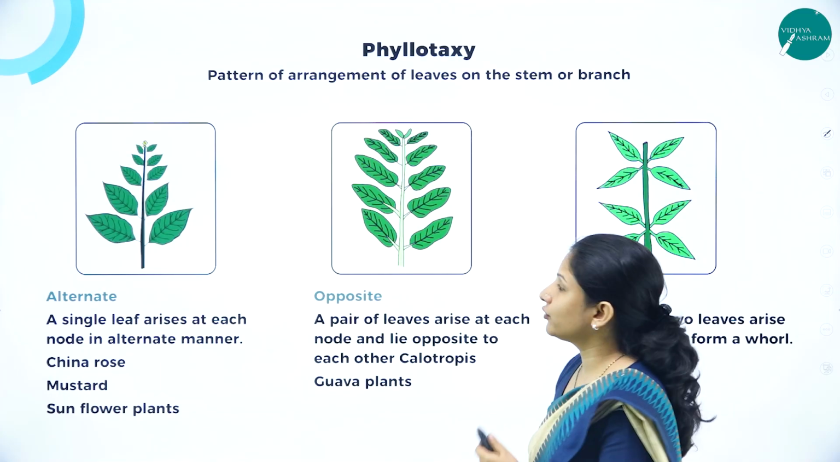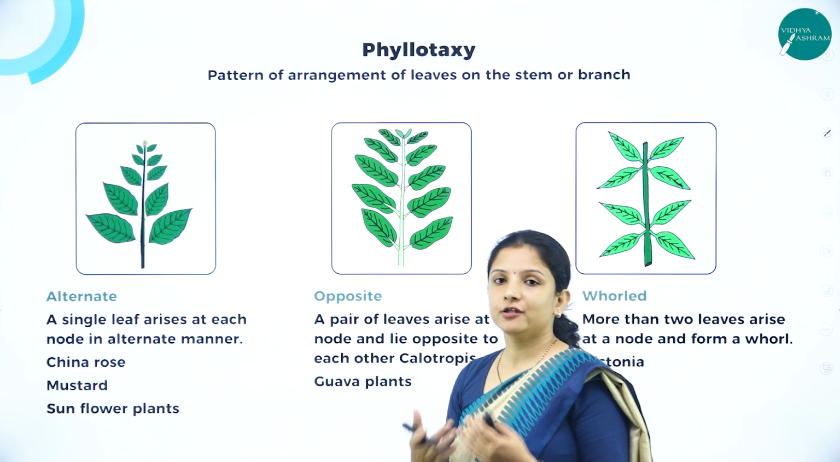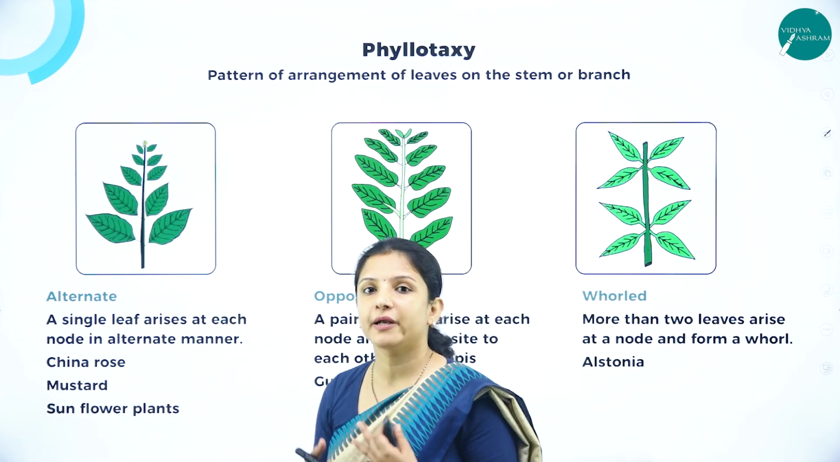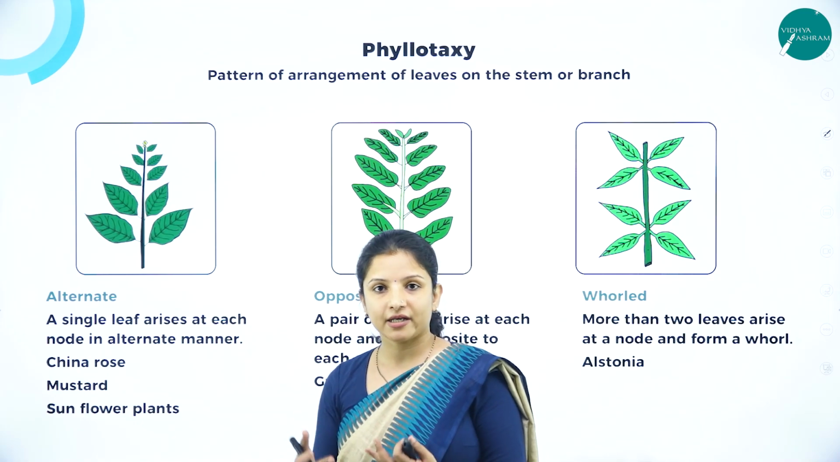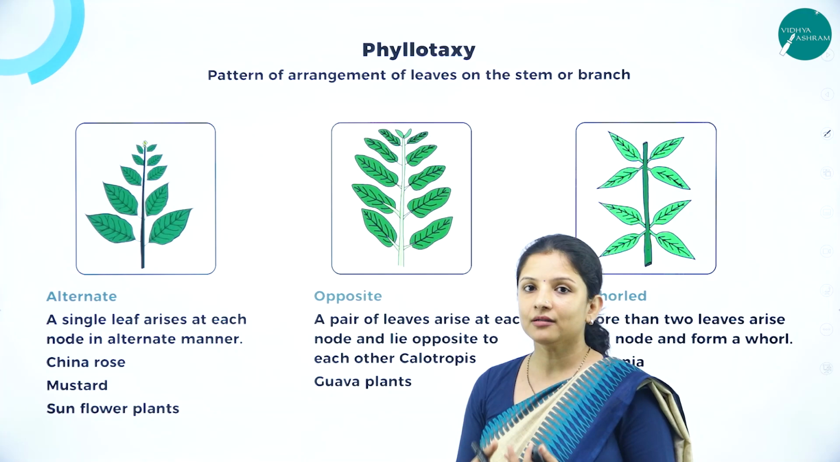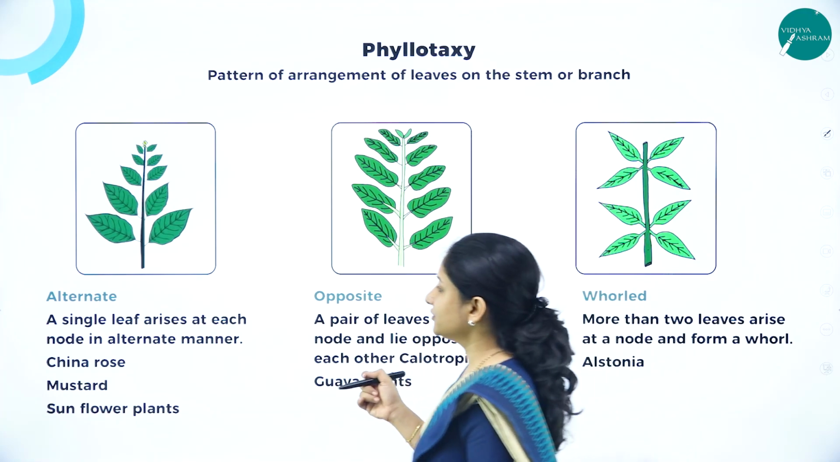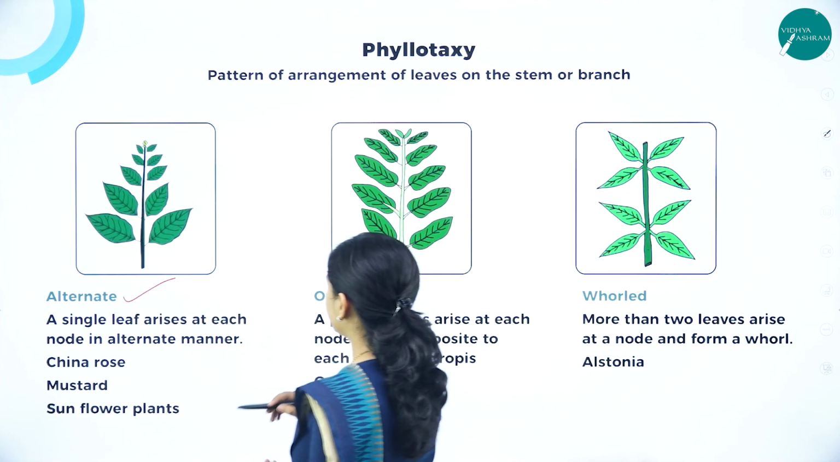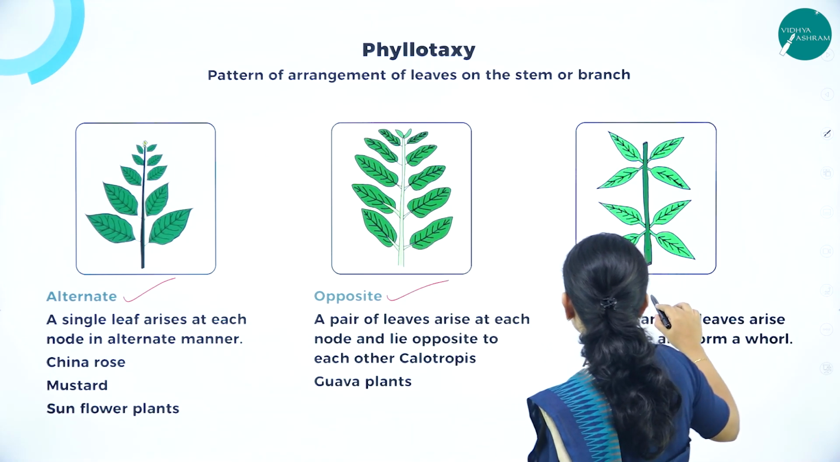Next, talking about phyllotaxy. What is phyllotaxy? Phyllotaxy is nothing but the arrangement of leaves, how the leaves are arranged on a plant. Based on that, the leaves are of different types: alternate phyllotaxy, opposite phyllotaxy, or whorled phyllotaxy.